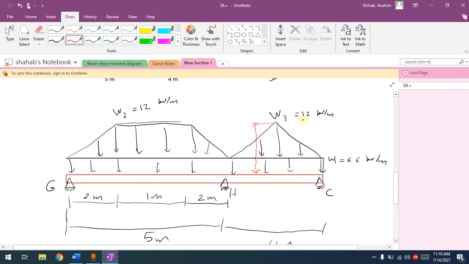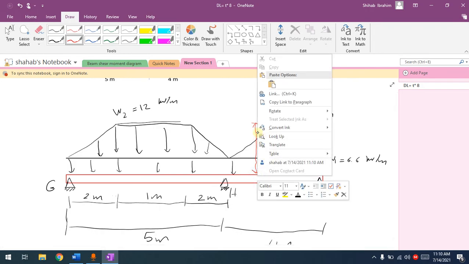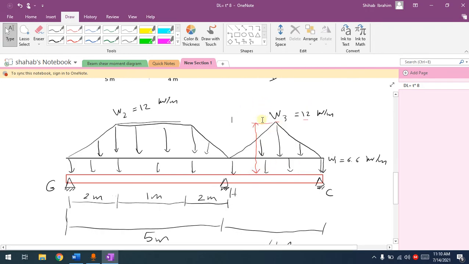We need to present this one not like 12. This 12 does not mean from here till here. So in order to present it the way we have to, yes, this 6.6 is okay. Why? Because it is from here to the beam. That's correct. But for the one over here, it will not be correct.